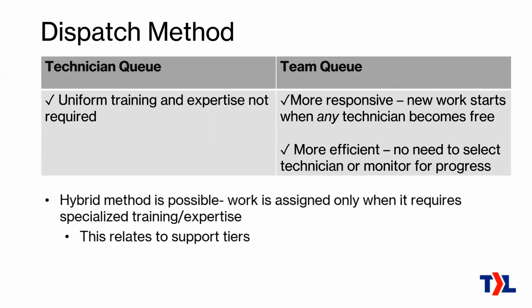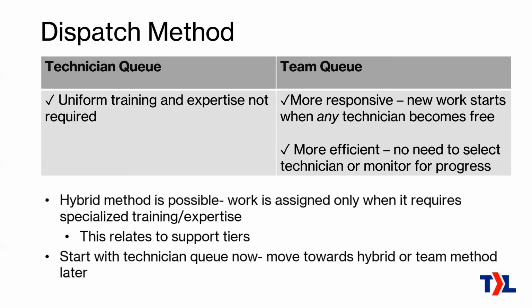That relates to support tiers, in that you could have all of your work flow into a team queue for your tier 1, and only if it can't be done at tier 1 does it get bumped up to tier 2. So if you have very strict tiers within your team, you may already be doing some of this, and it would certainly be easier to have a team queue if you have very strict tiers already.